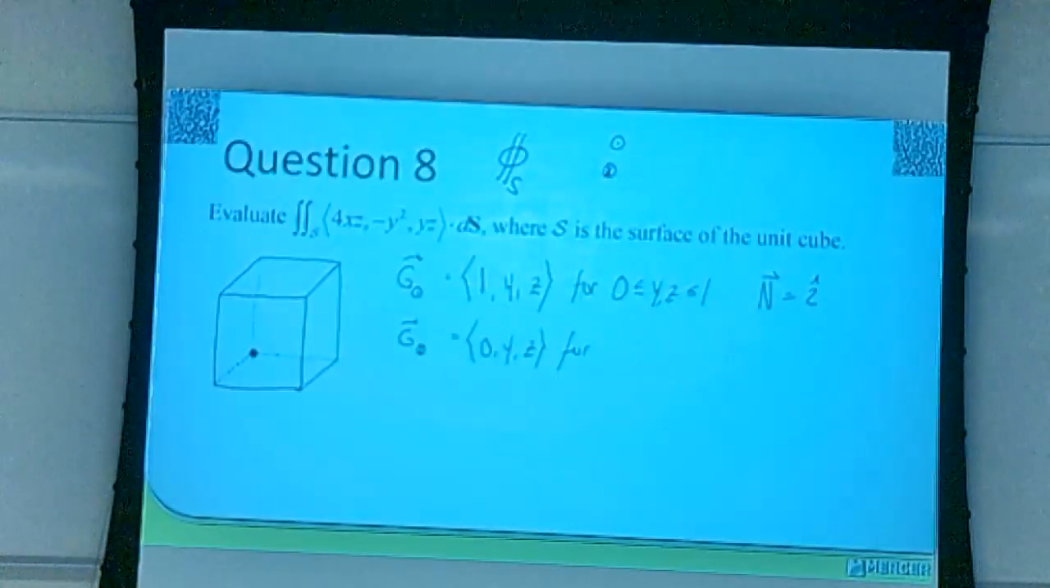Y still goes 0 to 1, right? Z still goes 0 to 1? What is the normal vector going to be? You're still going to be perpendicular to a YZ plane, right? Which is still going to be the x direction. It's negative i hat this time, right? Because it's outward pointing, it has to go towards the negative direction.